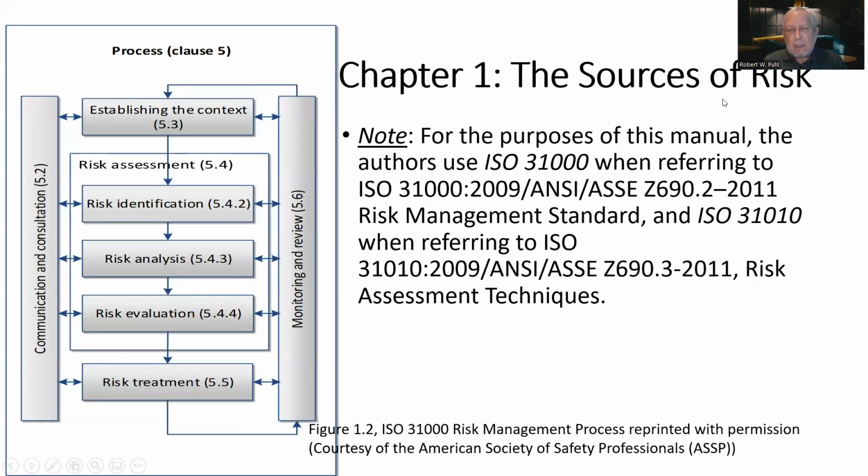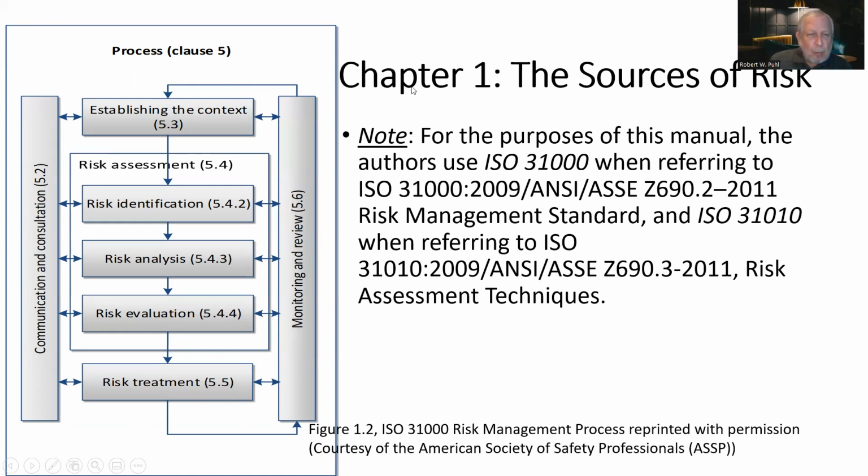So you're going to see a lot of this here, right? This chapter on the sources of risk. Note, for the purposes of this manual, the authors use ISO 31000, referring to ISO 31000, ANSI, NISSC, etc. In other words, they're just going to use 31000.